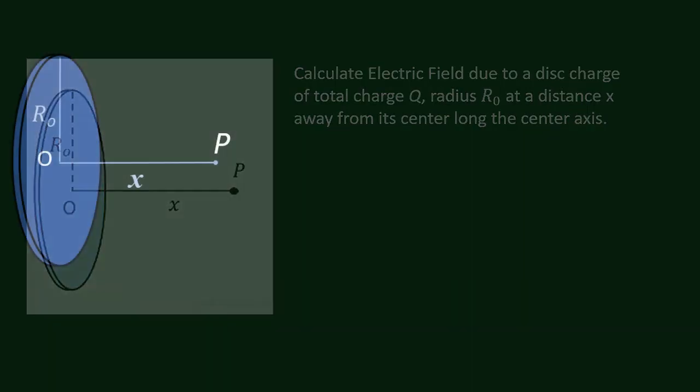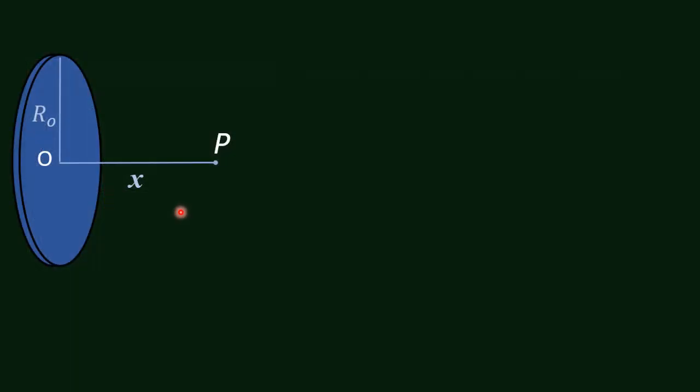So let's again start by defining a coordinate system so we can easily define our vector components, integral limits, and so on. Placing a coordinate system at the center of the disk is a good idea so that the disk lies on the YZ plane and we have the center axis of the disk lying on our x-axis.